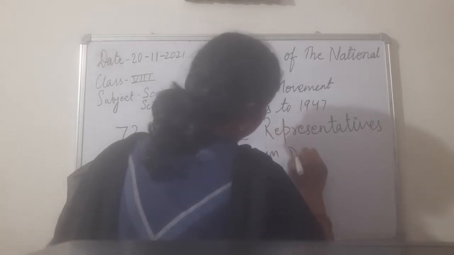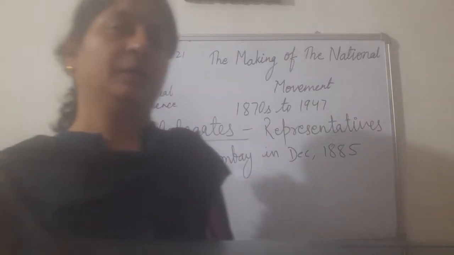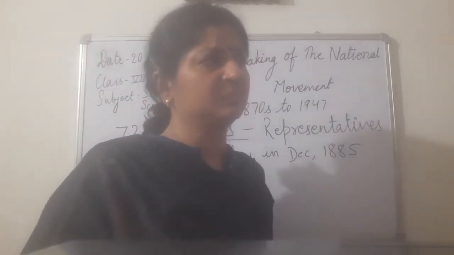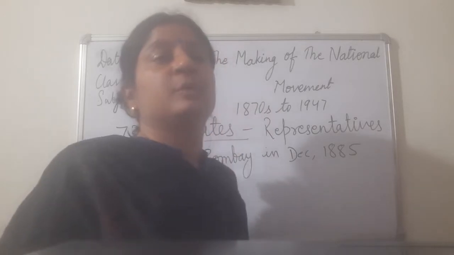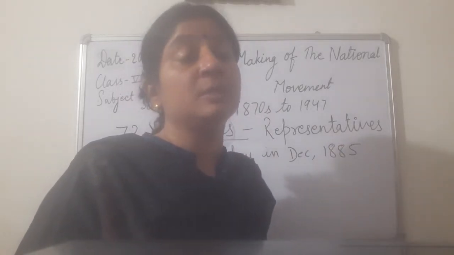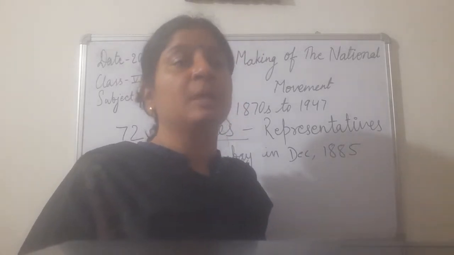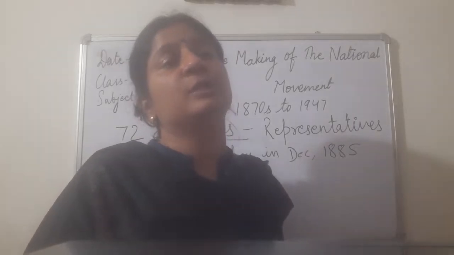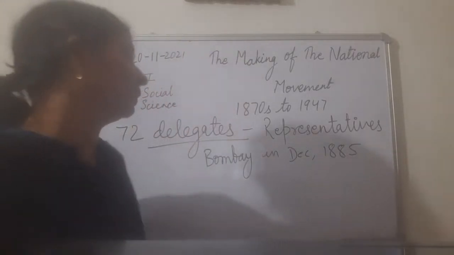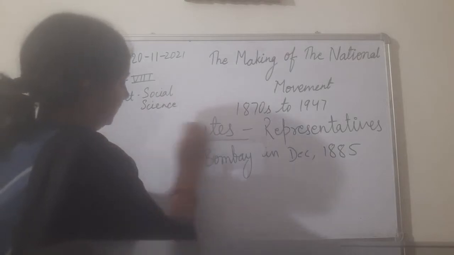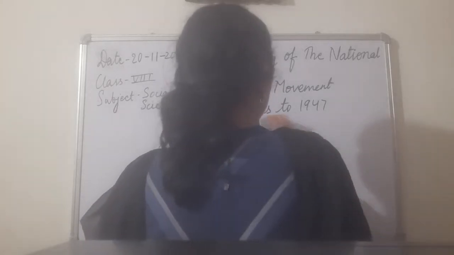Representatives. Okay. From all over the country, 72 representatives met at Bombay in December 1885. Among these representatives, we find the names of very important leaders of Congress: Dadabhai Naoroji, Firoz Shah Mehta, Badruddin Tayyabji, Umesh Chandra Banerjee, Surendranath Banerjee, Romesh Chandra Datta, S. Subramania Iyer. These were the important early leaders of Congress. So I'm just writing down the names of these leaders so that it becomes easier for you to memorize their names.